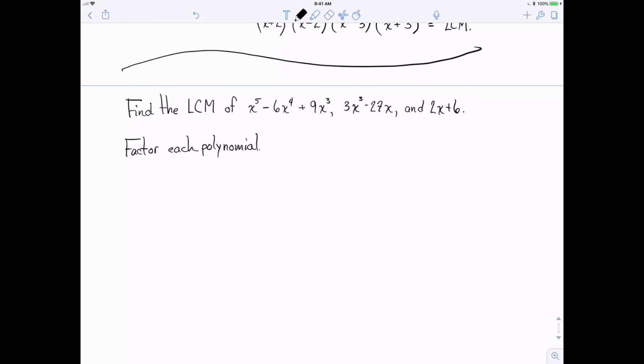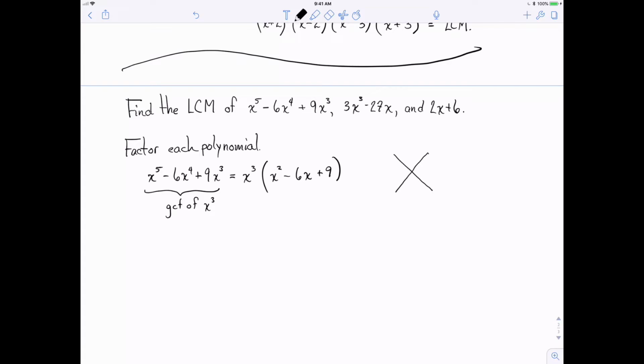Okay, so we might have to do a bit of work here, and then we'll put it back together. So in order to do that, let's start with our first one. x to the fifth minus 6x to the fourth plus 9x cubed. When we look at this polynomial, the first thing we see is that we have a greatest common factor of x cubed. So the first step is to factor the x cubed, and then we have x squared minus 6x plus 9. Now, if you're not sure how to factor x squared minus 6x plus 9, let's play the game.